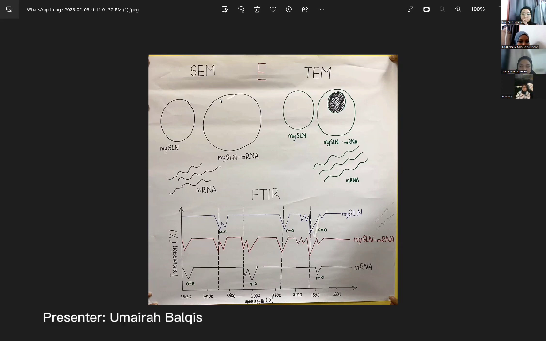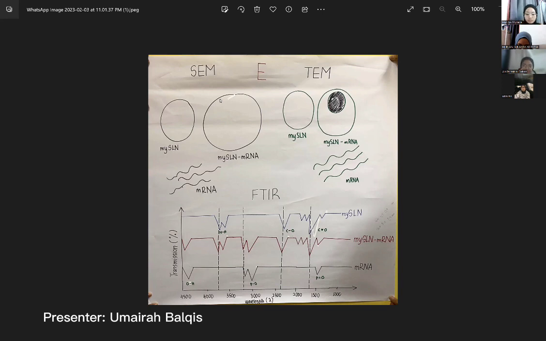Okay, before I start, my name is Myra Balqis binti Syahrir, matric number 203093. So moving on to FTIR, which stands for Fourier Transform Infrared Spectroscopy, which detects the functional groups in the sample as well as kinetic movement of atoms caused by infrared photon absorption.